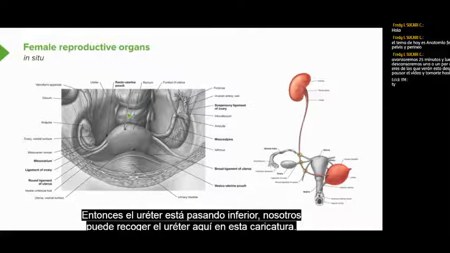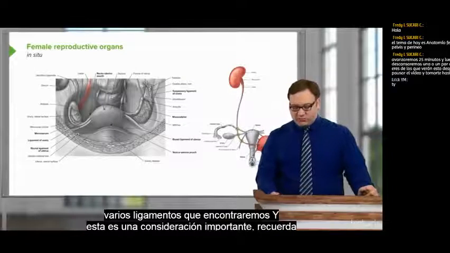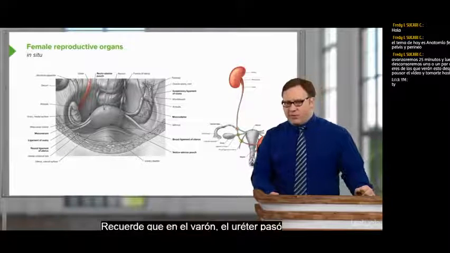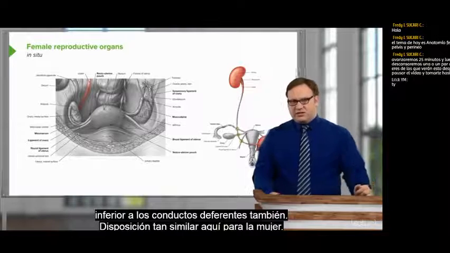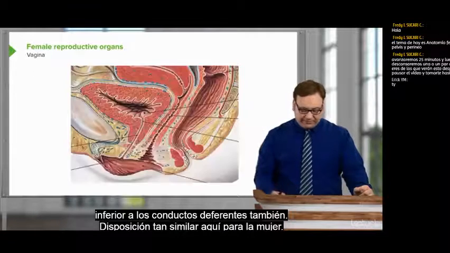We can pick the ureter up here in this cartoon. The ureter is passing inferior to the uterine tube, to the various ligaments which will come across. And this is an important consideration to remember. Remember, in the male, the ureter passed inferior to the vas deferens too. So a similar arrangement here for the female.